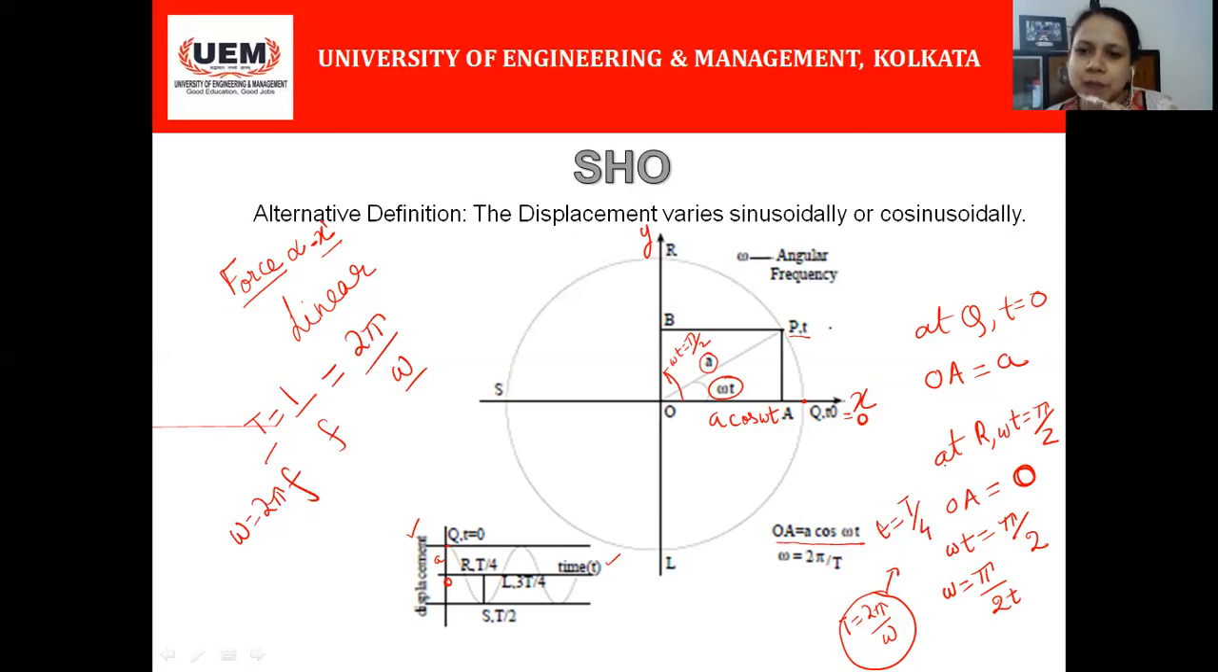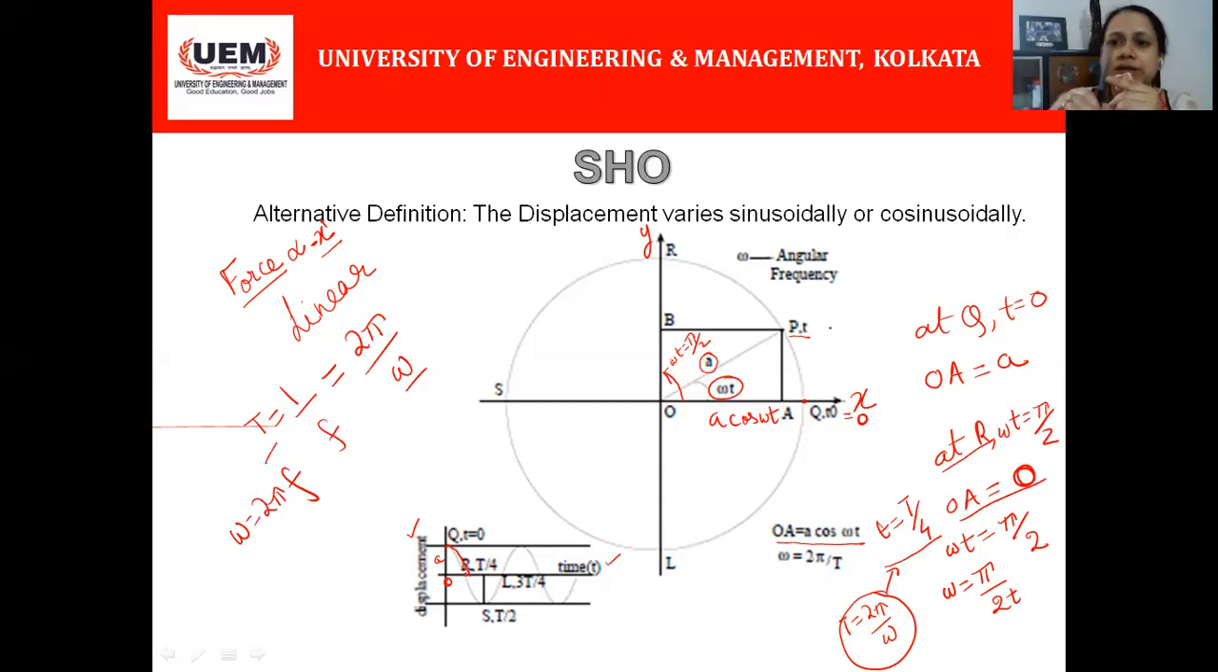So when the particle is at position R, the corresponding displacement OA is 0 and the corresponding time t is 1/4 the time period of motion. So in this curve, from position Q, the particle moves to position R, where the time required is 1/4 the time period, and the displacement of the particle at position R is 0. So the particle moves here, this way.